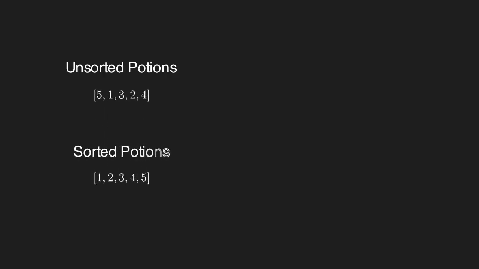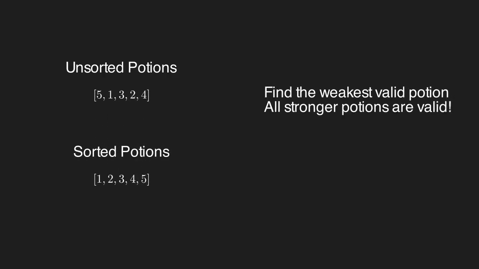To optimize this, we need to avoid checking every single potion for every spell. Think about it, if the potions array were sorted in ascending order, finding the valid potions would be much easier. Once we find the weakest potion that forms a successful pair with a spell, we instantly know that all subsequent, stronger potions in the sorted array will also form successful pairs.